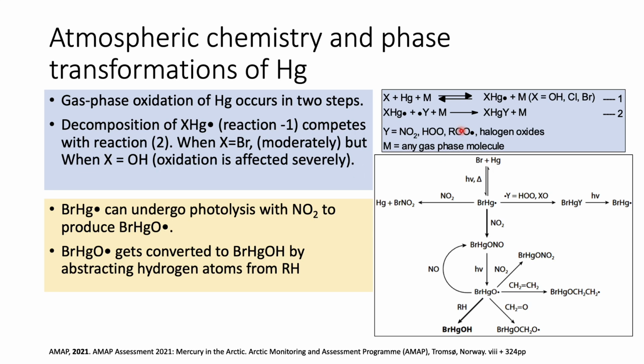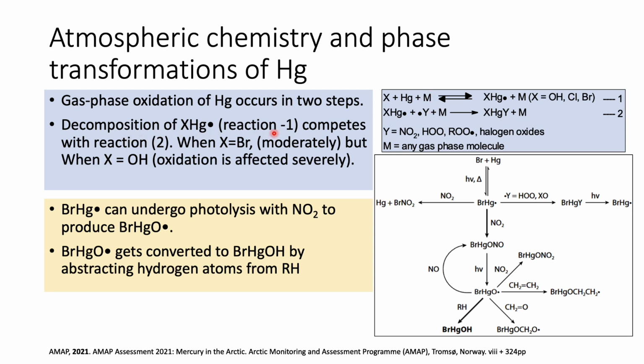And here are the chemical reactions. Gas phase oxidation of mercury occurs in two steps. The first one is the decomposition of XHg: X plus Hg plus M leads to XHg radical plus M, where X is a hydroxide, chloride or bromine radical. This XHg radical can react with another radical to form XHgY, where Y is NO2, peroxide, alkyl peroxides, halogen oxides, etc. M can be any gas phase molecule. So these are the two reactions that are happening.